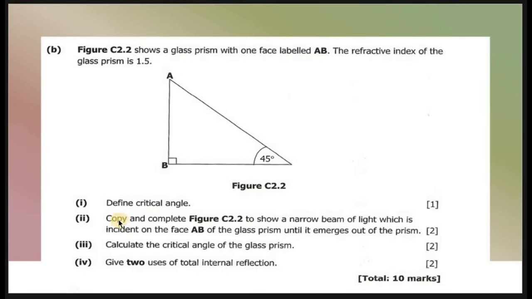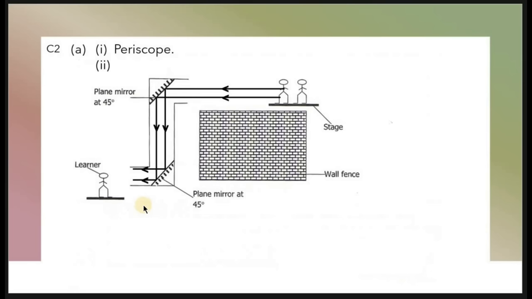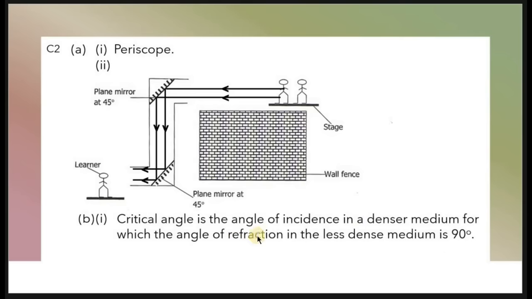Then next, we come to part B, where they are saying define critical angle. So critical angle, B1: critical angle is the angle of incidence in a denser medium for which the angle of refraction in a less dense medium is 90 degrees. Yeah, that's what the critical angle is.